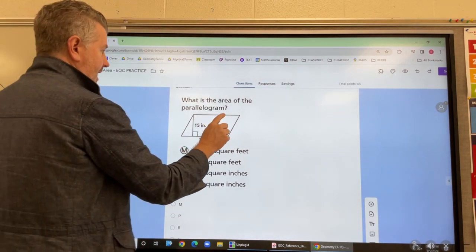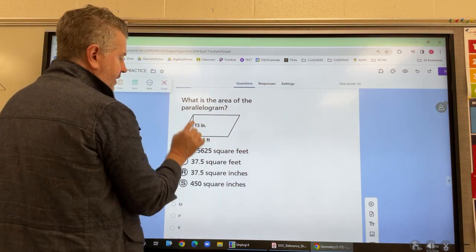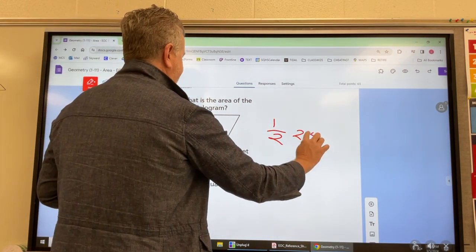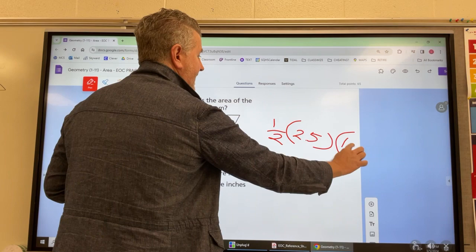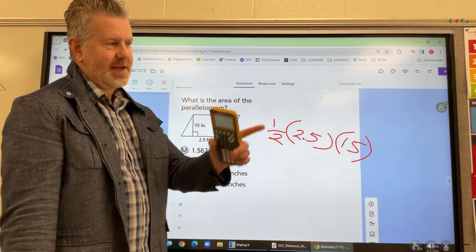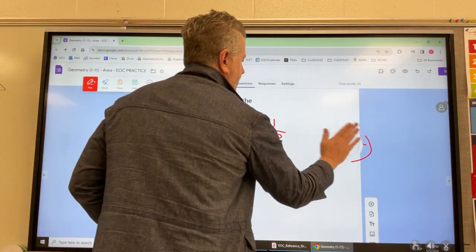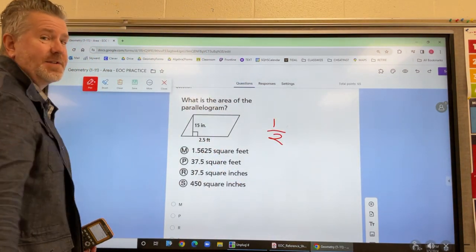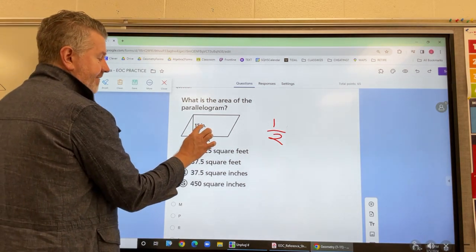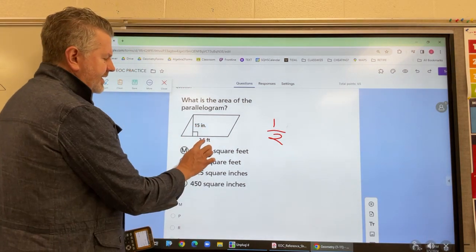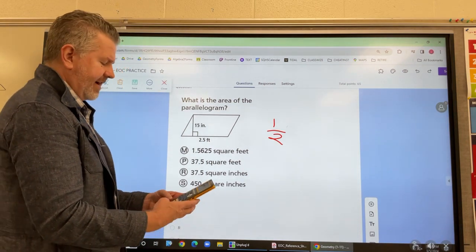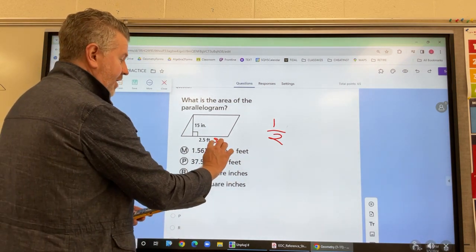So what's the area? It's just 1/2 base times height. 1/2, 2.5 times 15, right? Isn't that correct? You got me, Levi. You caught that. We're not in the same units. We got to get to the same units. So let's convert this to feet. 15 inches. No, let's convert that to inches. That's a little easier. 2.5 feet times 12 inches is 30 inches.